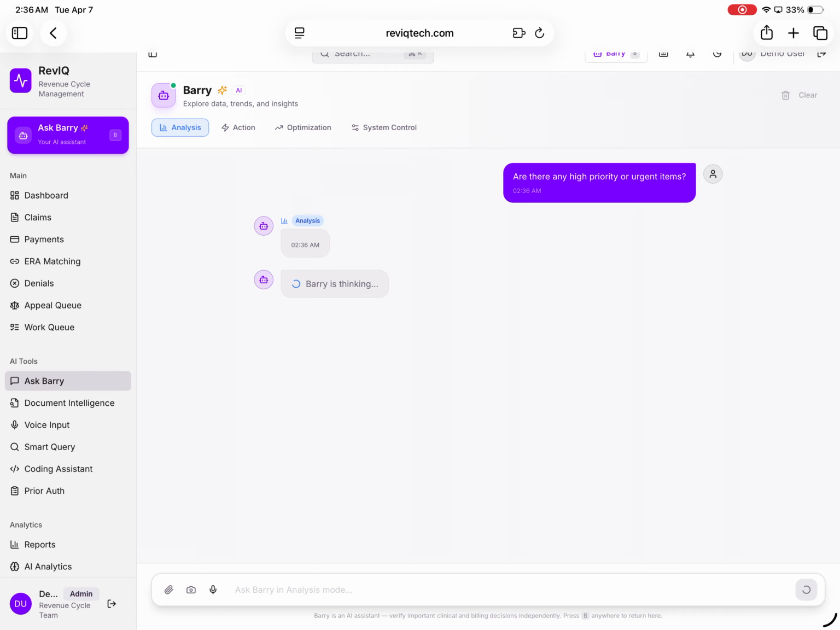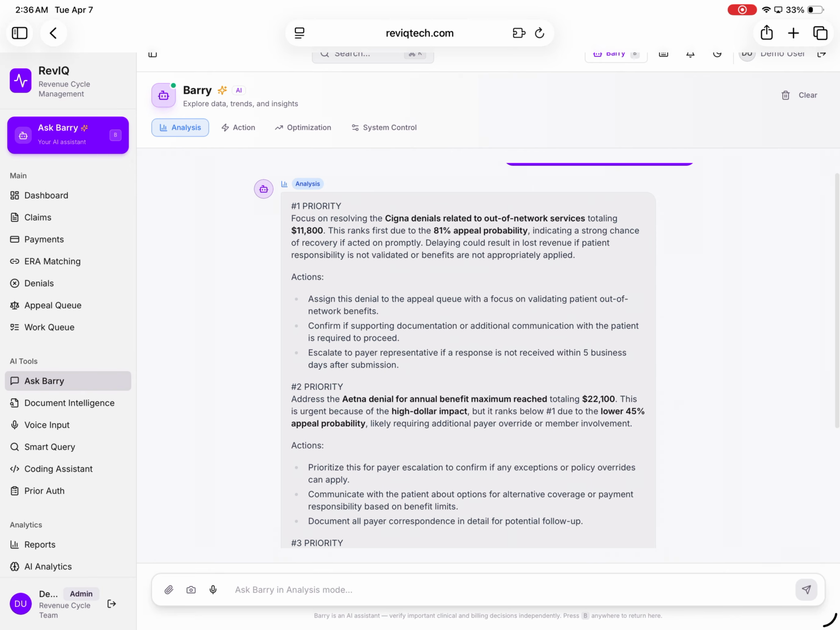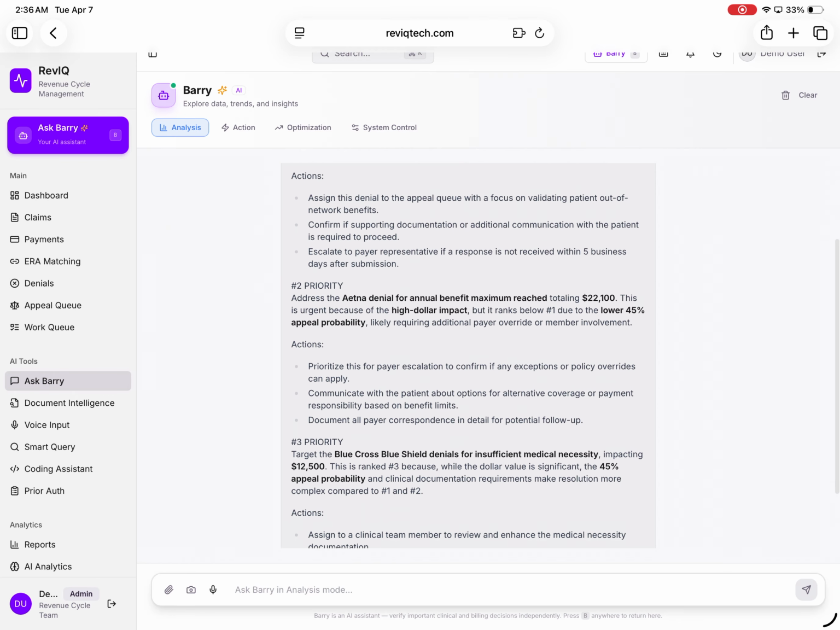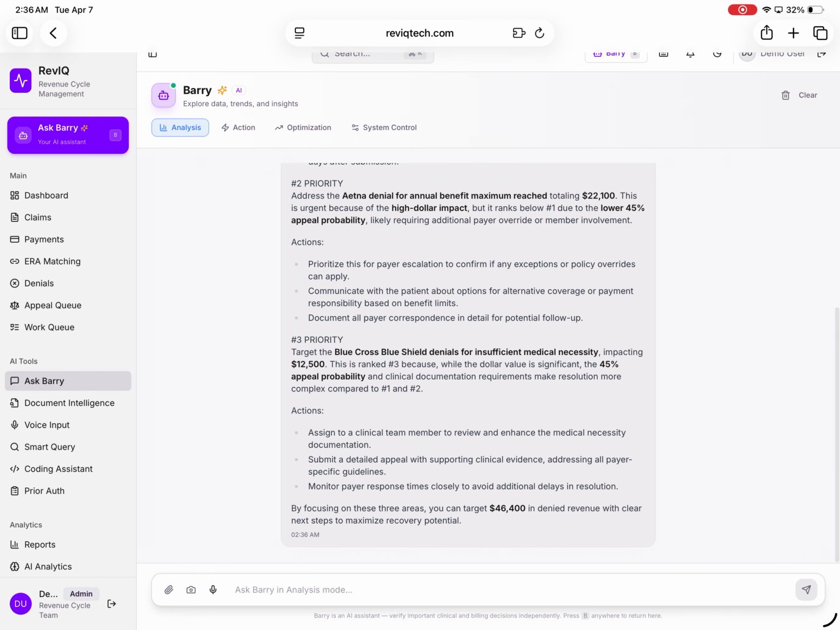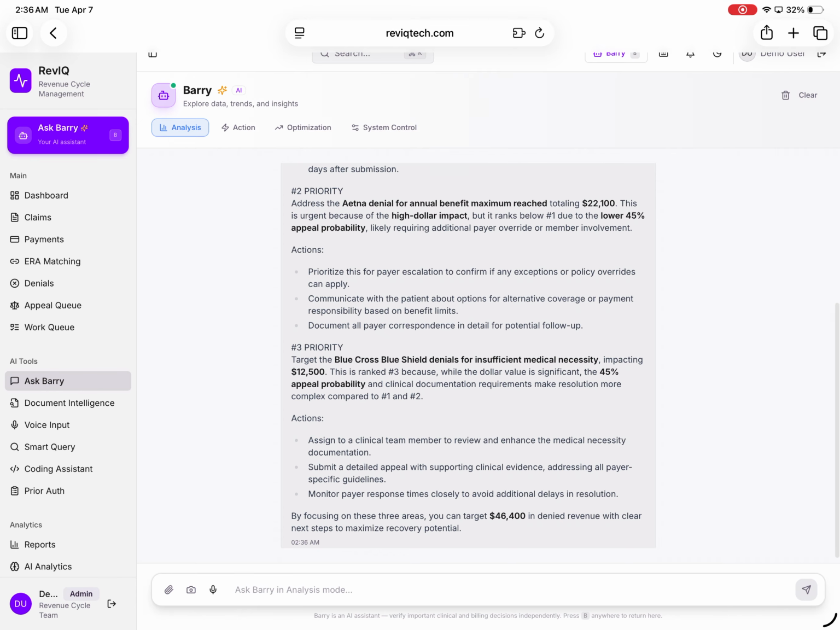Are there any high priority or urgent items? Now this is where it shifts. Instead of just totals, you're immediately seeing what needs attention. This is prioritized based on dollar impact, recovery probability, aging, and what's actually actionable. So instead of scanning reports, you're being directed to what matters. And each item isn't just a number. It tells you what it is, why it matters, and what to do next.